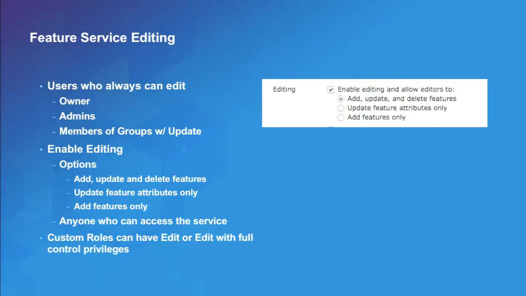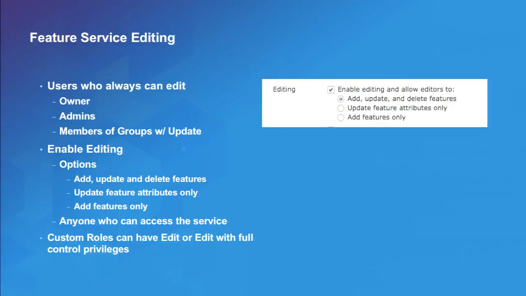When you publish a feature service, you have an editing switch that you can enable. So you can enable editing on a feature service. But the thing to be aware of is that there's always a set of users that can edit your feature service, and that is the owner. So whoever is publishing can always edit their own feature service. You don't have to enable editing for that.